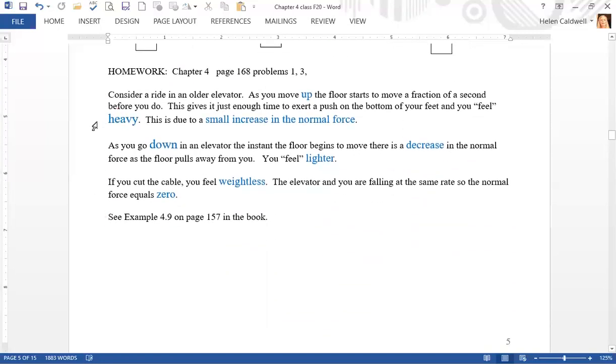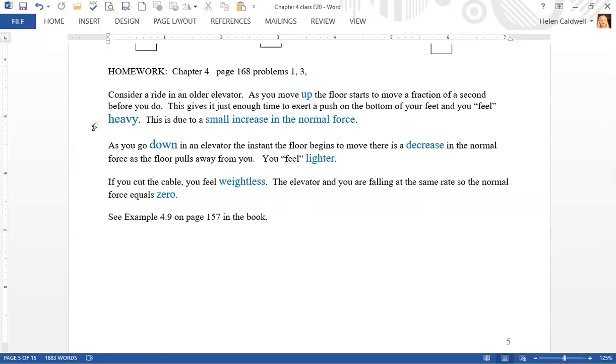In an elevator, as you move up, the floor starts to move a fraction of a second before you do. Especially on older elevators, you notice this. I don't know that you feel it so much on new ones because they have a gradual start up and a gradual slow down. Old elevators tend to just jerk into motion. This gives the elevator just enough time to exert a push or pull on the bottom of your feet, and you actually sense it or feel it.